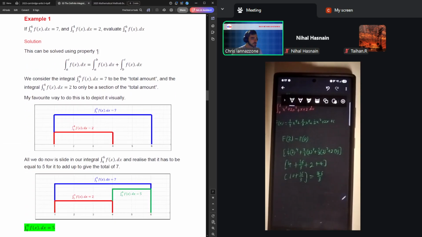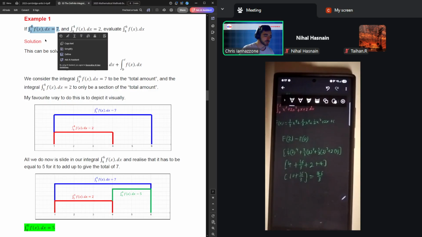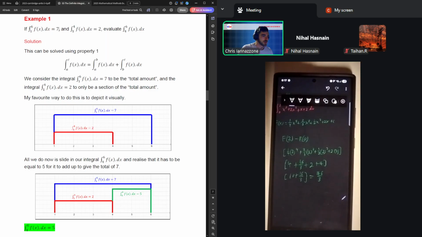So, okay, what am I doing? Basically, I have a known integral, but I don't know what f of x is. I know from 1 to 6, I get the area of 7. I know from 1 to 4, I get the area of 2. Based on my understanding of that, what would therefore be the area from 4 to 6?